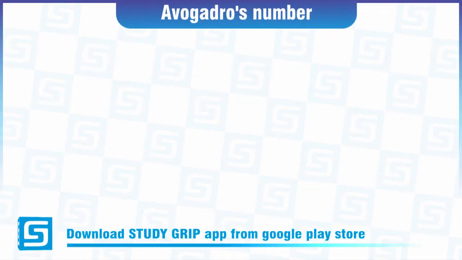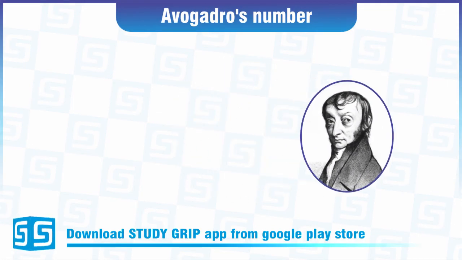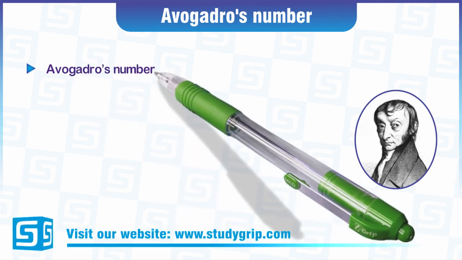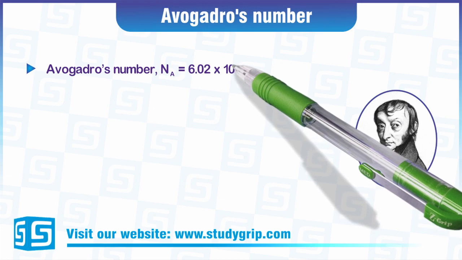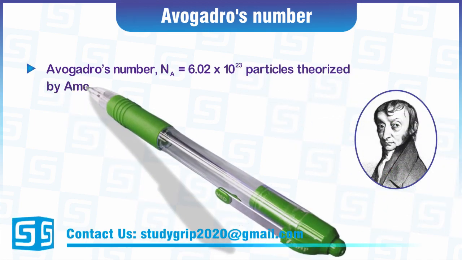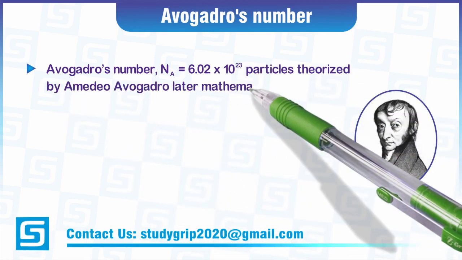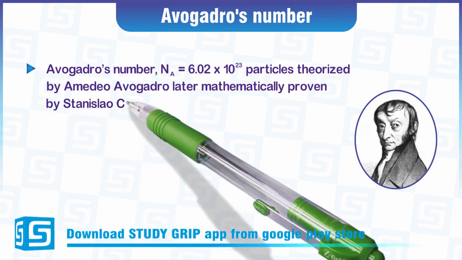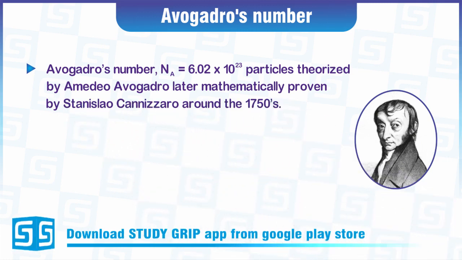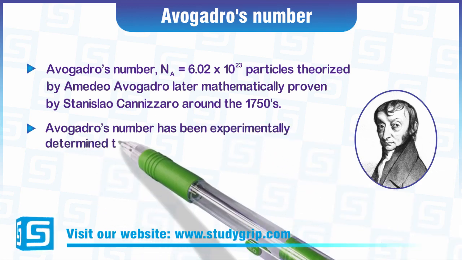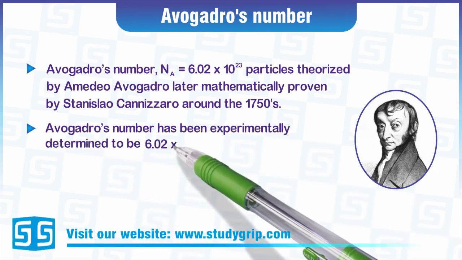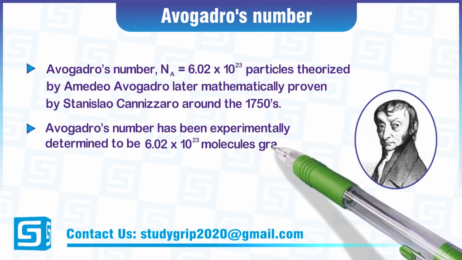Dear students, today we learn about Avogadro's number. Avogadro's number, Na, is equal to 6.02 × 10^23 particles, theorized by Amadeo Avogadro and later mathematically proven by Stanislao Cannizzaro around 1850. Avogadro's number has been experimentally determined to be 6.02 × 10^23 molecules per mole.